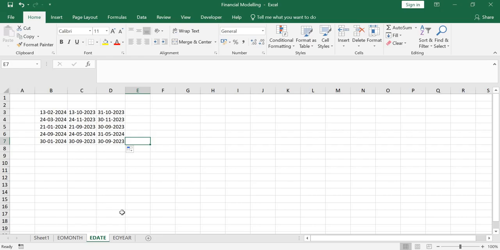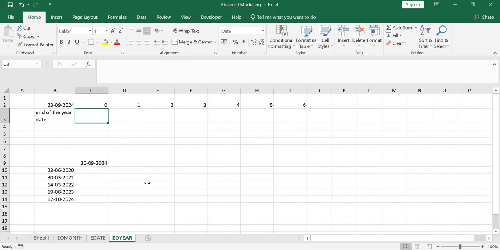Now the second concept that we are going to learn today is end of the year. So as we have the command for end of the month, we are using the command EOMONTH, but we don't have any command like that which is EOYEAR. So in that case, we will be taking the help of the date command. So now suppose my date is 23rd of September 2024 and I want the date exactly on the last day of the year of 2024.